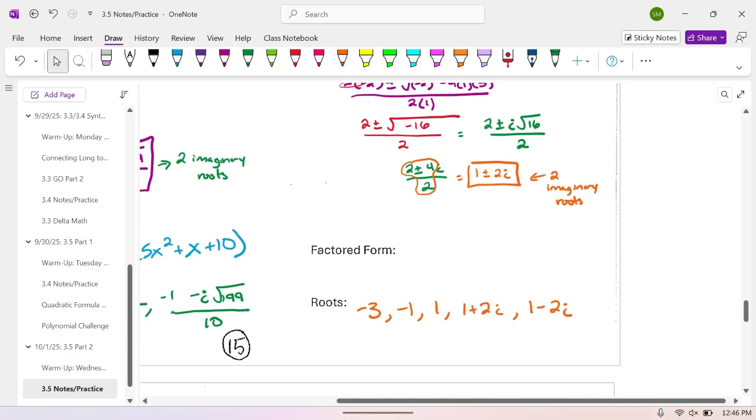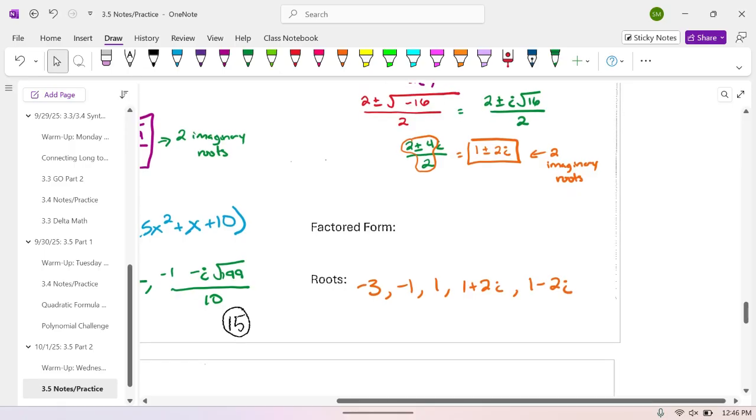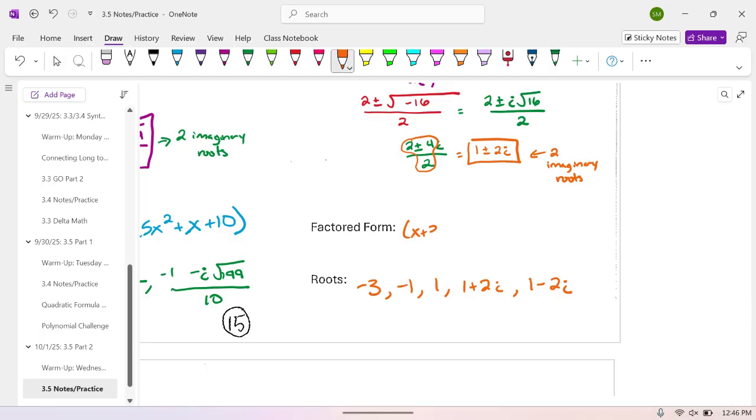Now, what is -3 as a factor, Dylan L? x plus 3. What is -1 as a factor? Julian. x plus 1. And what is the last one?